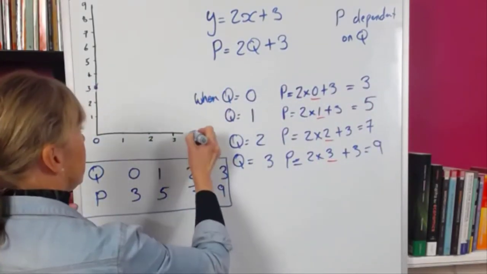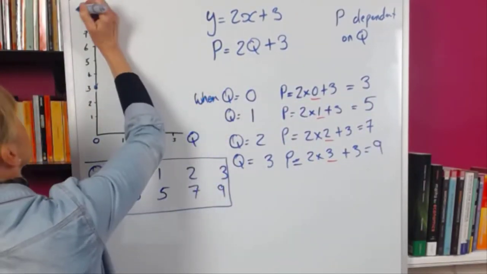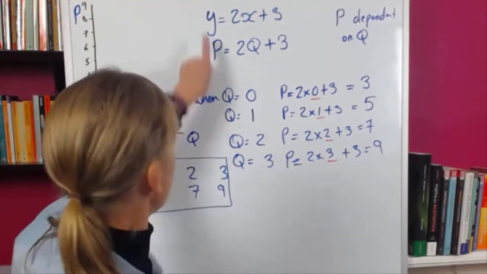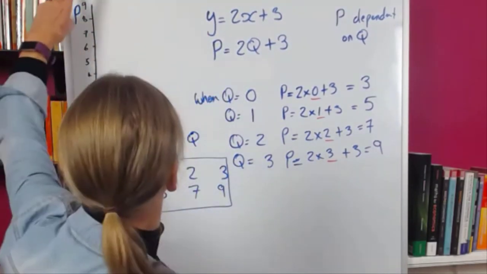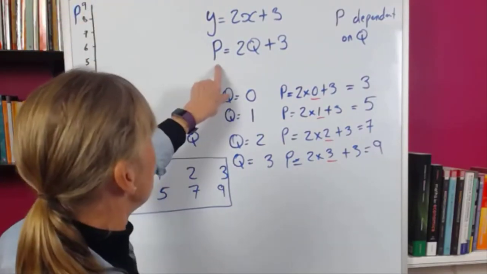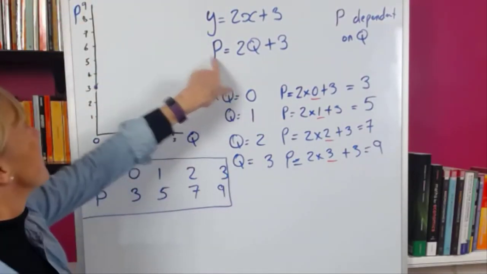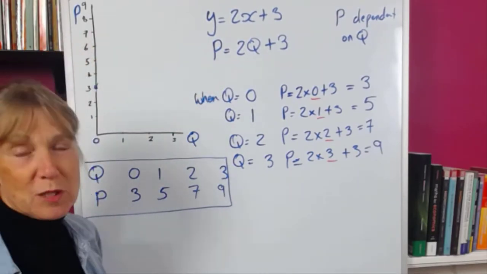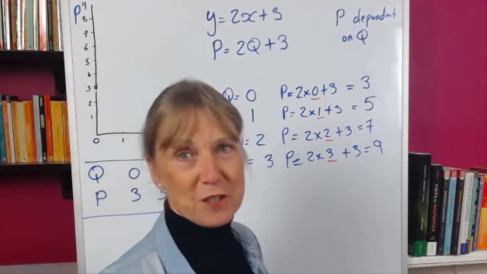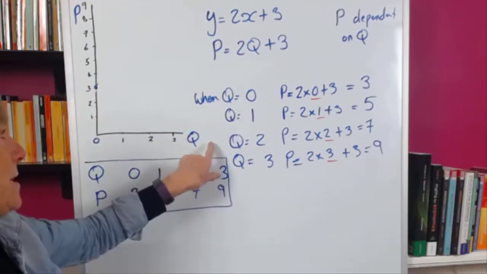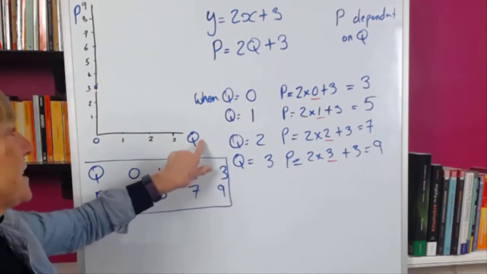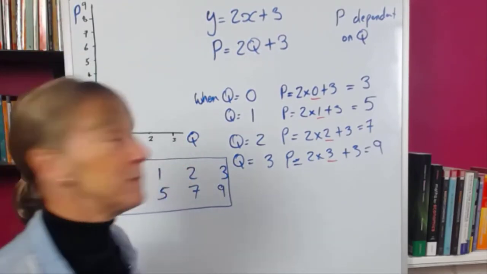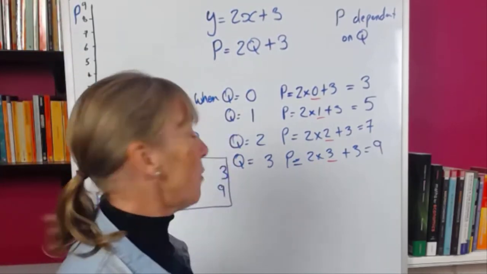Now, this is Q and this is P. Remember, at school it was usually Y there and X there, but now P is really taking the place of Y. So the dependent variable is normally put on the vertical axis, and the independent variable, the one that does its own thing, and then creates a value of P, goes on the horizontal axis.